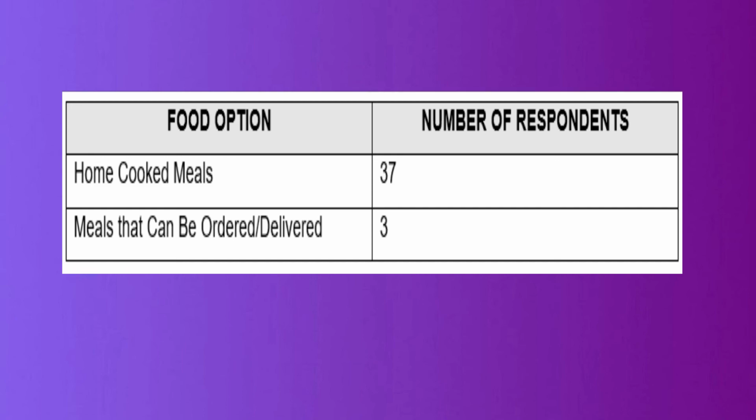For the first objective, which is to determine the food option that CS110 Part 4 students prefer the most, the data that we have collected are ordinal qualitative data, which are home-cooked meals and meals that can be ordered or delivered. Based on the frequency distribution table, the number of respondents for home-cooked meals is 37, while for meals that can be ordered or delivered is 3 only.